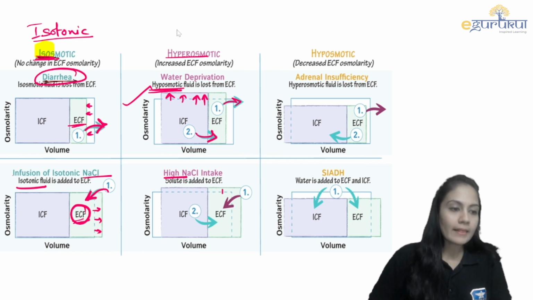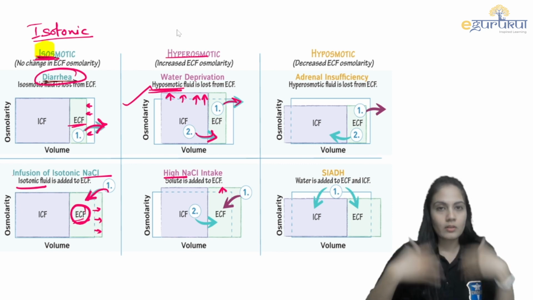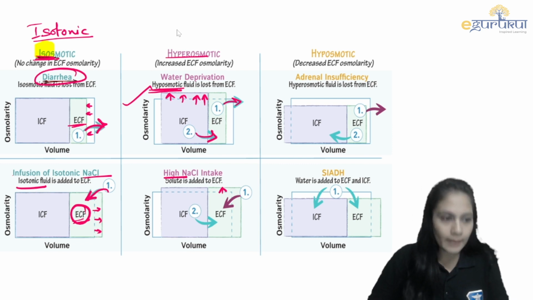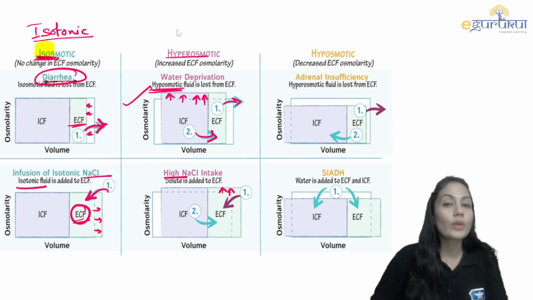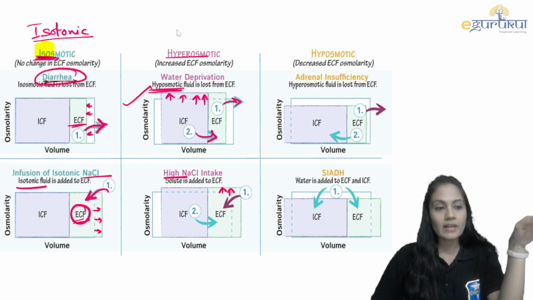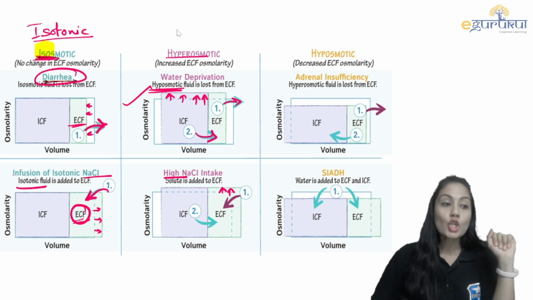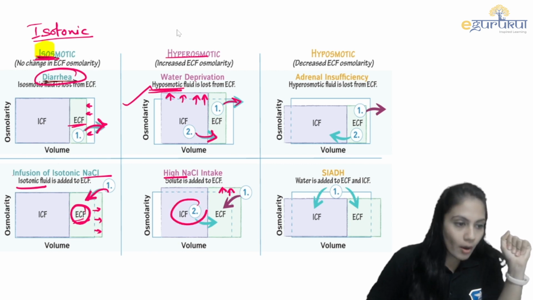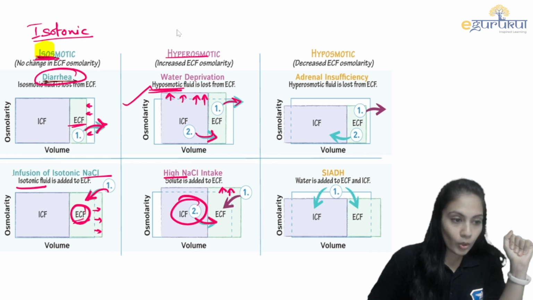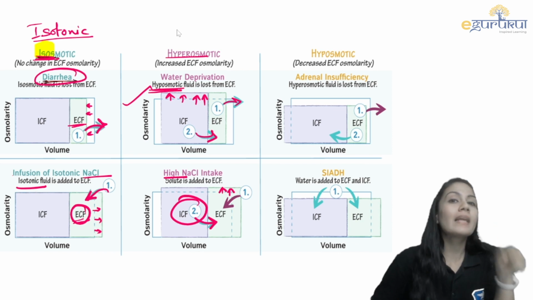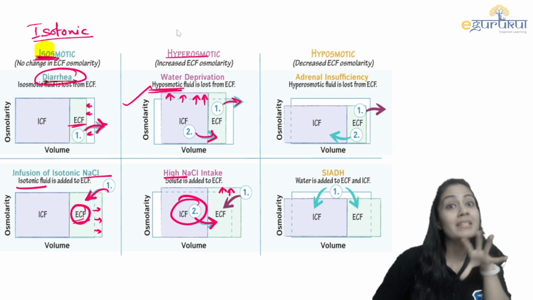First thing is, as soon as he ate a lot of salt, it is going to get absorbed into the blood, and that's why the osmolarity is going to increase in the ECF. But I told you that both ICF and ECF maintain their osmolarity level. So to maintain the osmolarity, when it is low in the ICF and higher in the ECF, the water is going to move from the ICF into the ECF. Now what happened? It tried to compensate for the osmolarity.